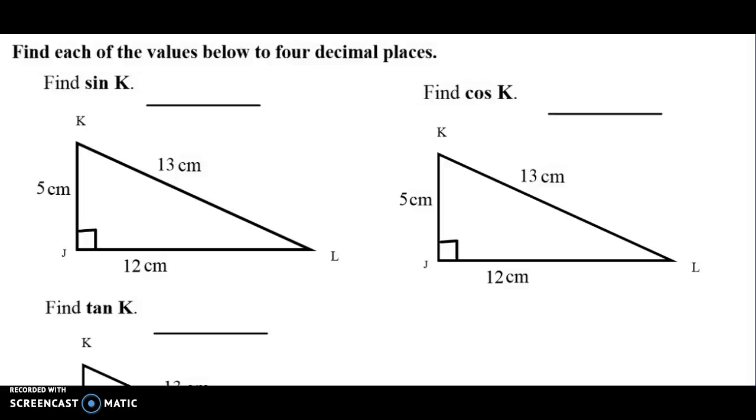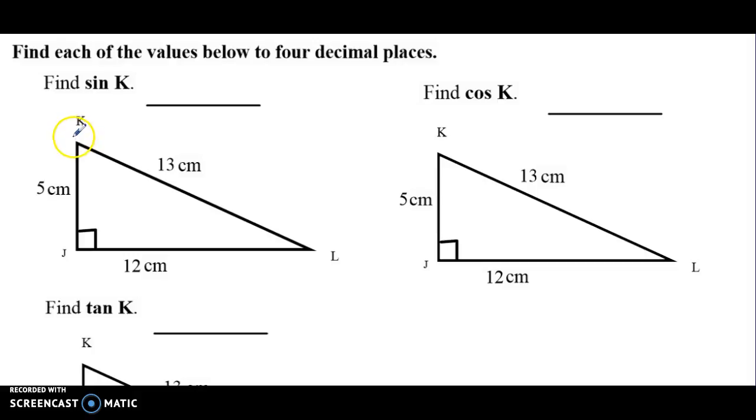Alright, so what we're going to be doing now is we're going to go back to what we started with, where we're going to label our triangles and write out the ratios, but then we're also going to solve all the way. So I'm going to do the first one with you, and then I'm going to have you do the last two on your own. So for this first one here, it says find sine K.